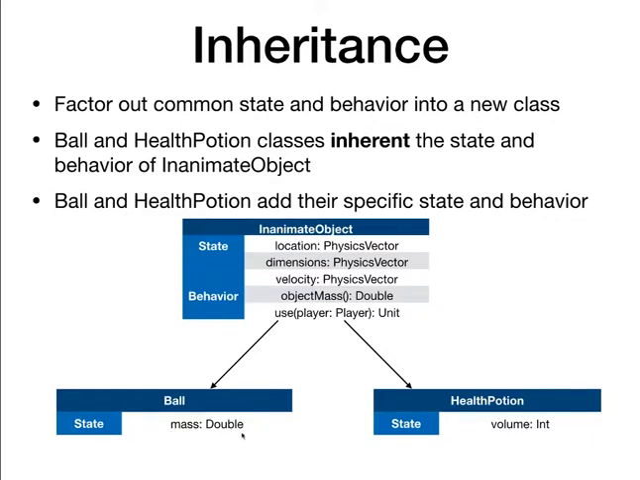Maybe I have this mass variable, which was not able to be factored out because health potion didn't have a mass. We're going to define that in ball and just add this one variable to all the functionality from inanimate object. Same with health potion. Volume couldn't be factored out because ball didn't have any mention of volume at all. So we'll define that in health potion only and add to it all of the state and behavior of an inanimate object.